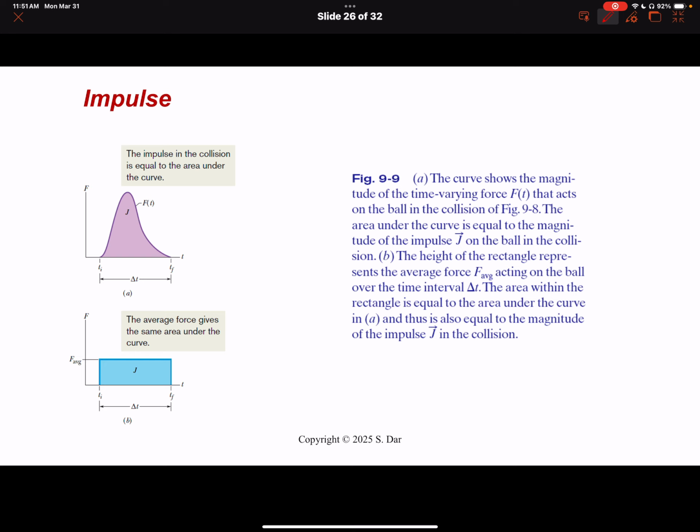The curve is just showing you that impulse is the area under the curve of force versus time. If you are given force as a function of time, in order to calculate the impulse, you will integrate it with respect to time from some initial to final value, which is the same as saying it is the area under the curve.